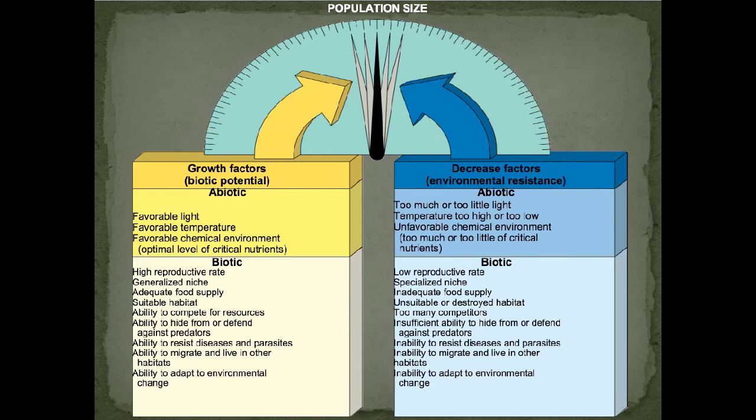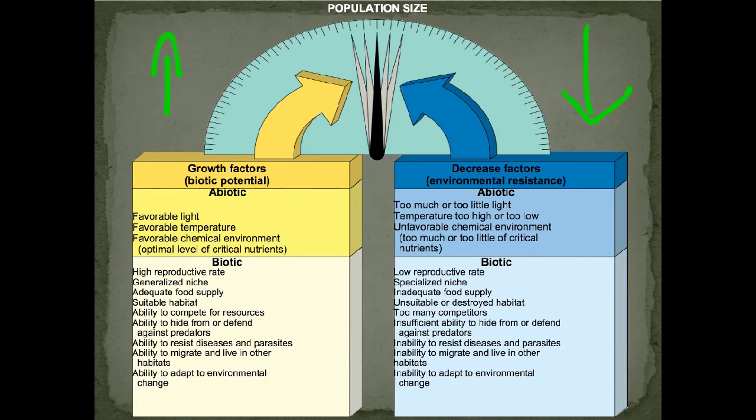Chapter 8 is looking all about population sizes and changes in population sizes. This shows different factors that can make a population grow. So here we can have a population increase, and here we can have a population decrease. Looking at abiotic factors that increase a population: favorable light, temperature, different chemicals in the environment, available crucial nutrients. Biotic things that could cause a population to increase: higher reproductive rate, generalized niche, adequate food supply, suitable habitat, ability to compete, ability to hide and defend against predators, ability to resist parasites, ability to migrate and live in other habitats, and the ability to adapt to environmental change.